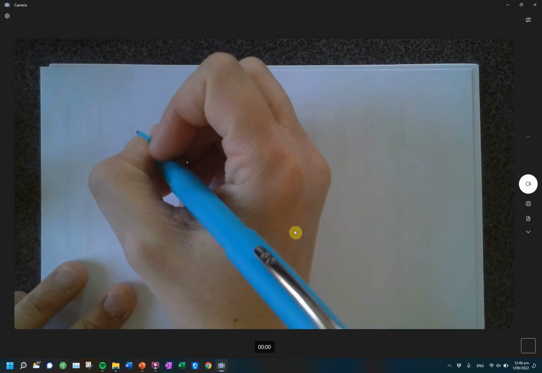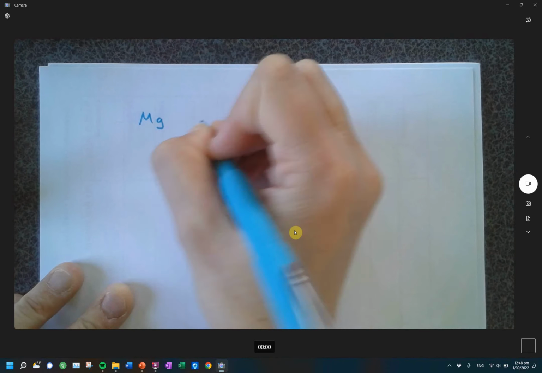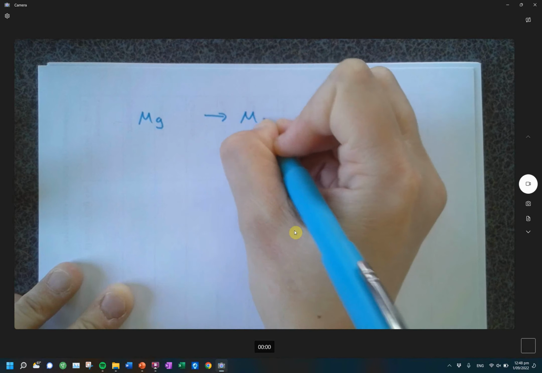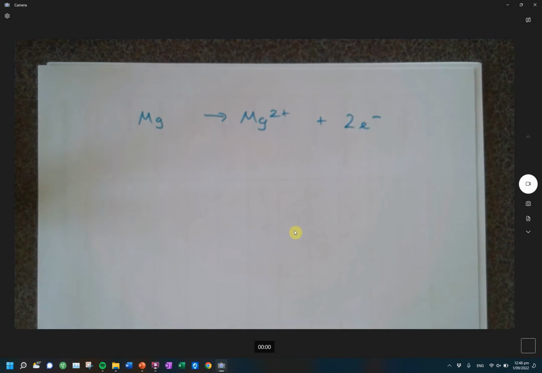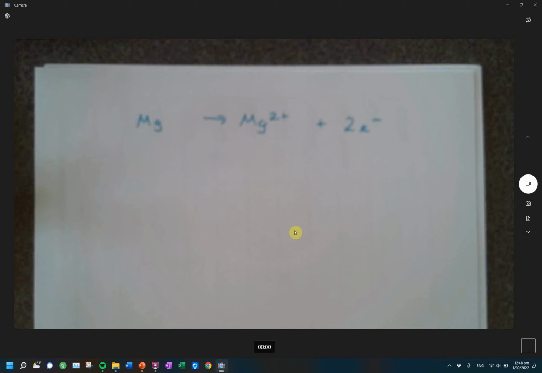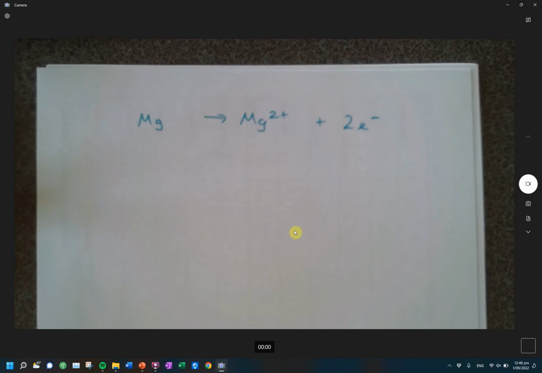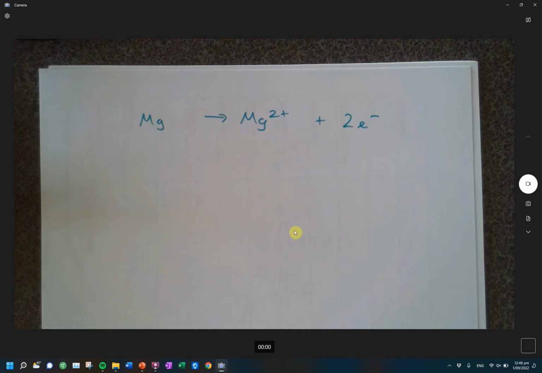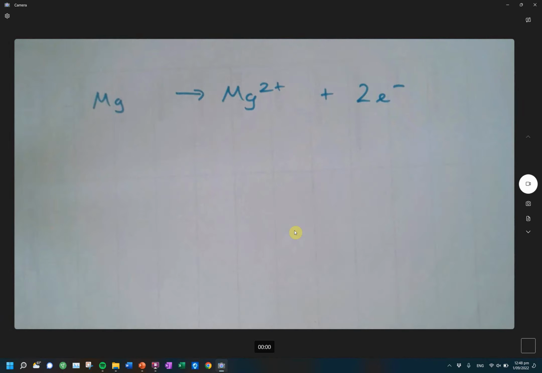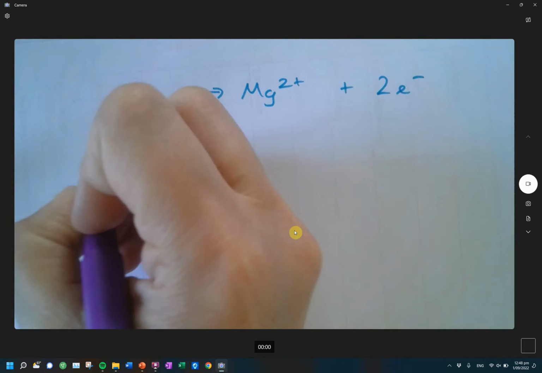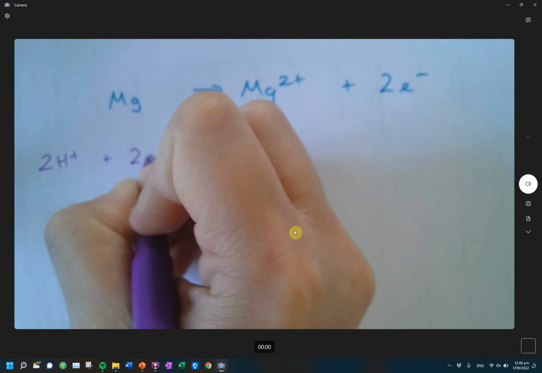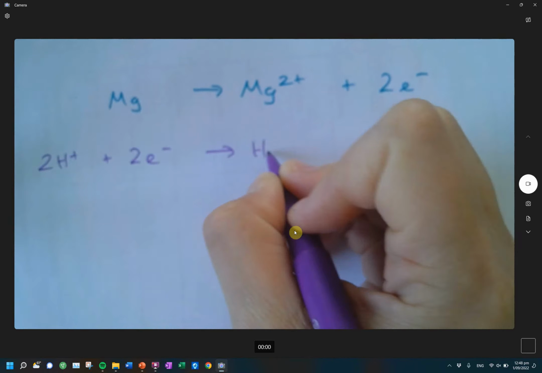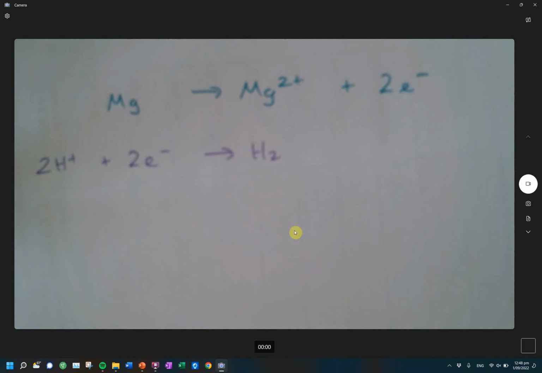Cool. Answer time. So we have done magnesium. And we had... You can't see anything. Can you see it now? Yep, we can see it now. Better? All right, and the other thing we had was the hydrogen ions becoming hydrogen gas, like that. So that was our do now, right?